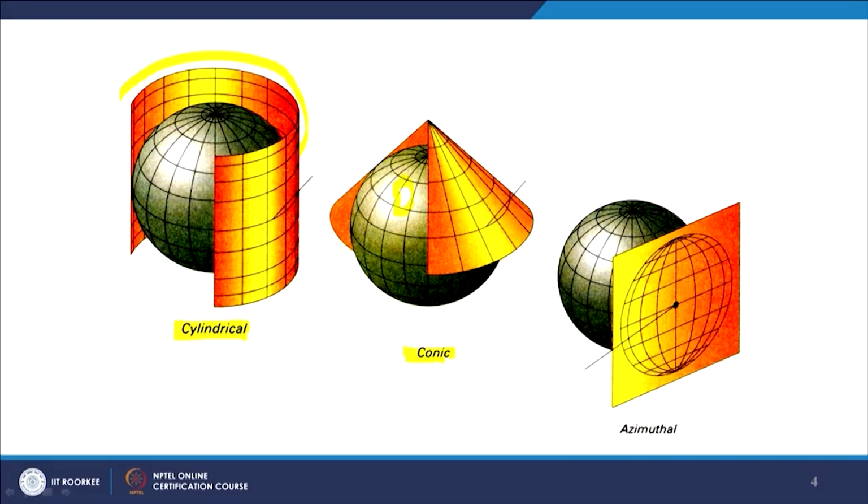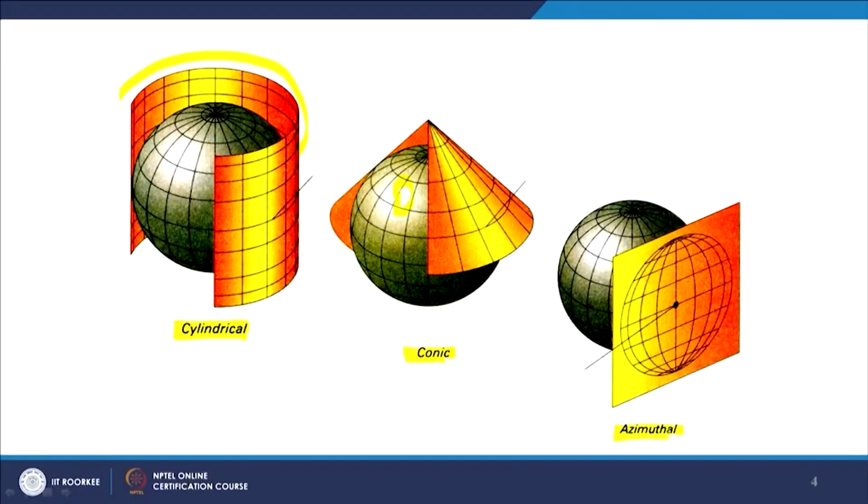Now, India used to develop its topographic maps in polyconic, which means that instead of one cone, multiple cones were imagined. Then there is the azimuthal projection, which touches just one part of the earth, and the rest you are seeing like this.